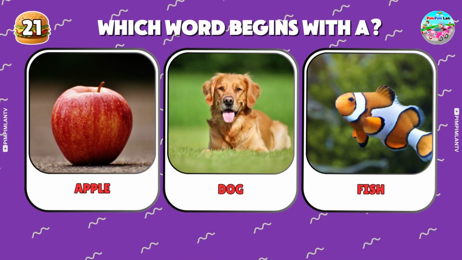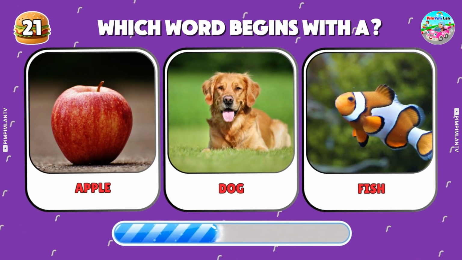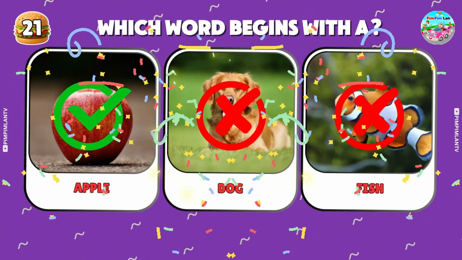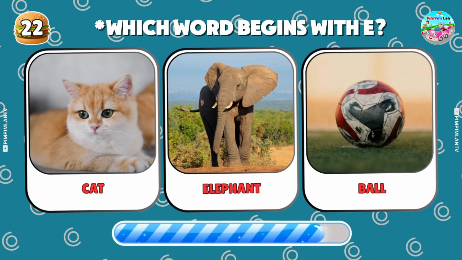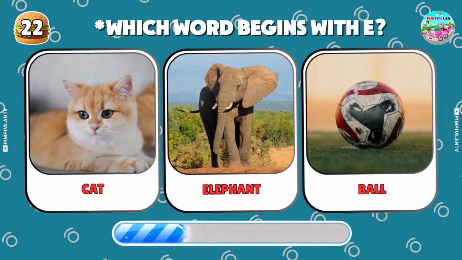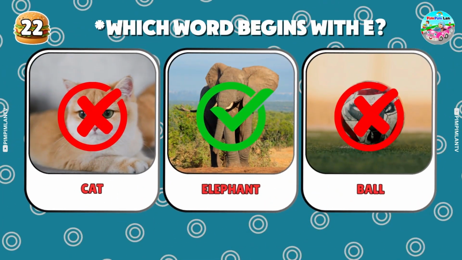Which word begins with A? Correct! Apple is a classic A word. Which word begins with E? Well done! Elephant is a big word for a big letter.